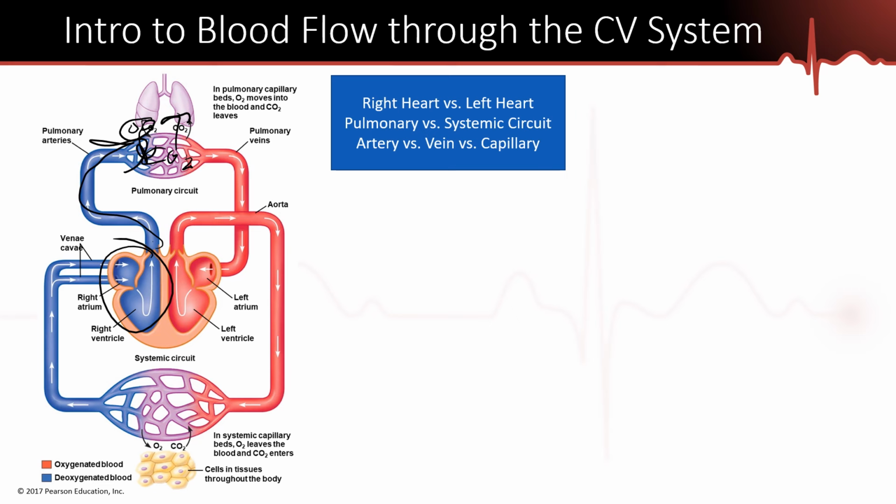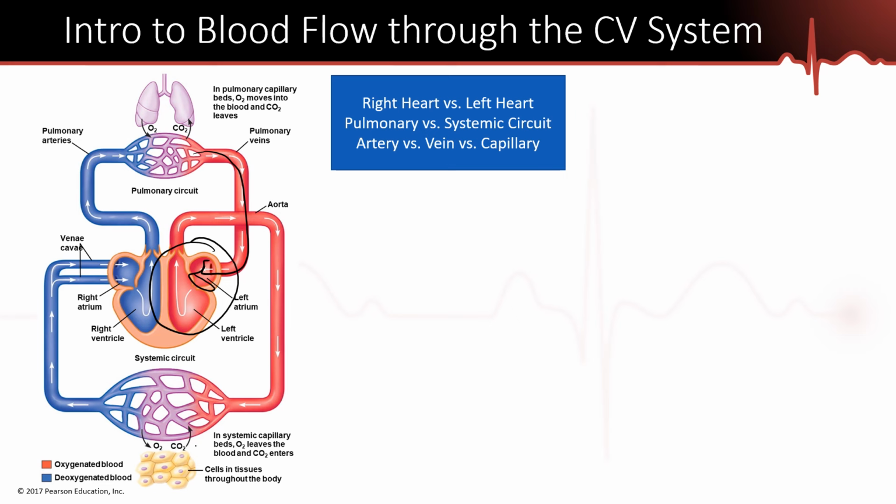All right, so now let's do the same thing with the left side of the heart. What is the left side of the heart associated with? What circuit is it associated with? And what's the job of that circuit? So what about the left side of the heart? First of all, the left side of the heart is going to receive blood, specifically oxygenated blood, from the pulmonary circuit.